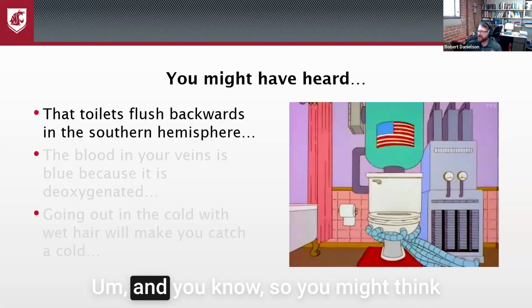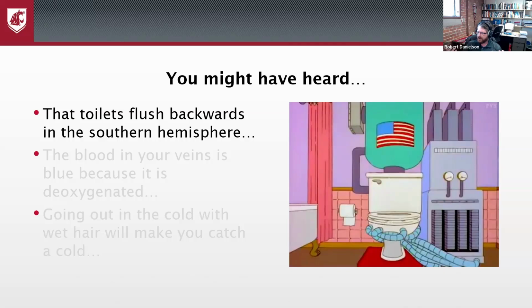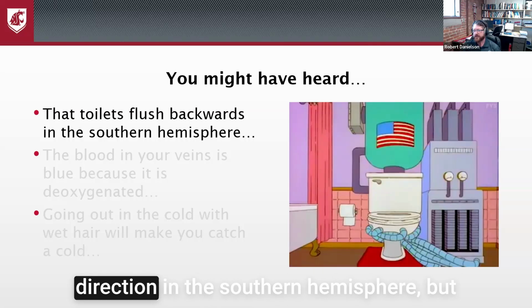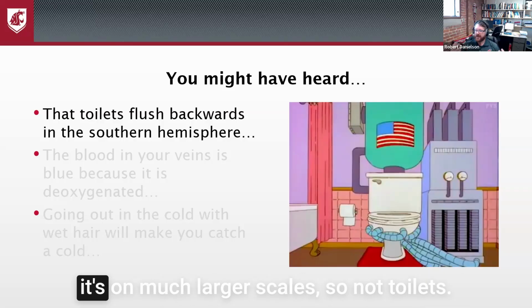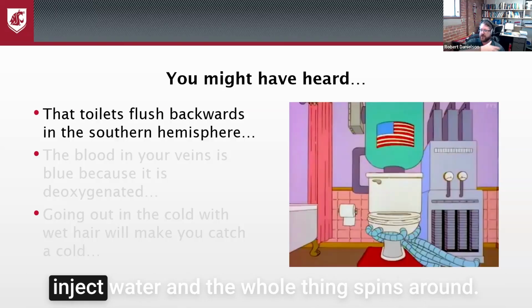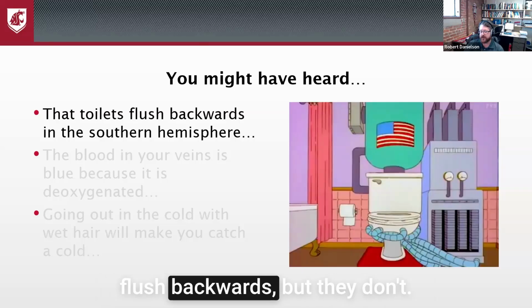And so you might think that's actually not correct, right? There is a thing called the Coriolis effect, where things do spin in a different direction in the southern hemisphere, but it's on much larger scales, so not toilets. Plus, the way toilets work when you flush, they inject water and the whole thing spins around. So you might have thought the toilets flush backwards, but they don't.